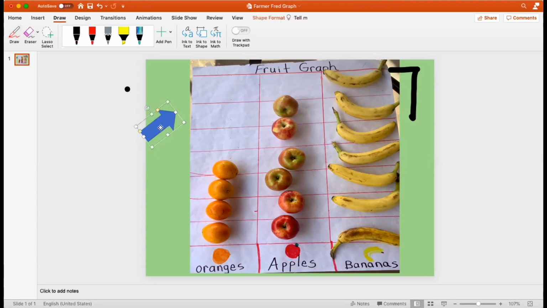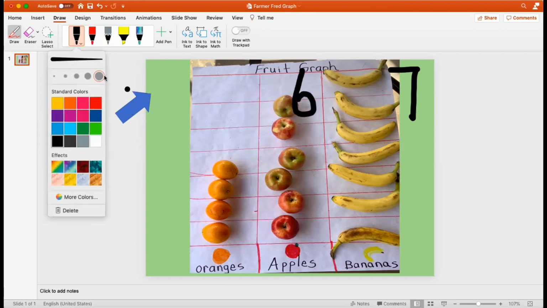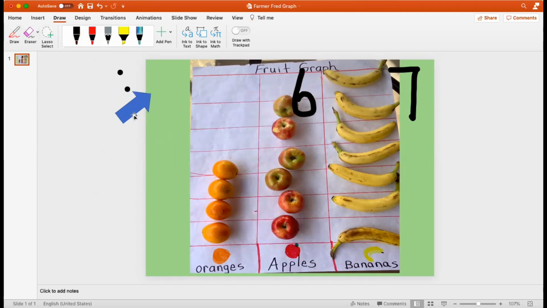Now I'll count the apples. 1, 2, 3, 4, 5, 6. There are 6 apples. I'll write the number 6 right here. Now I'll count the oranges. 1, 2, 3, 4. There are 4 oranges. I'll write the number 4 right here. The graph makes it easier to count.